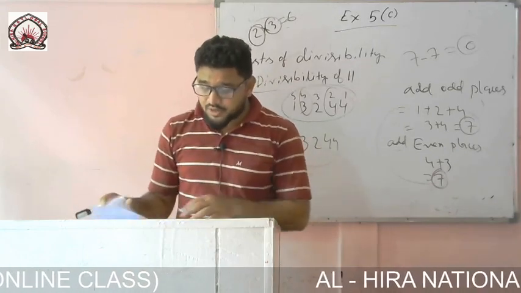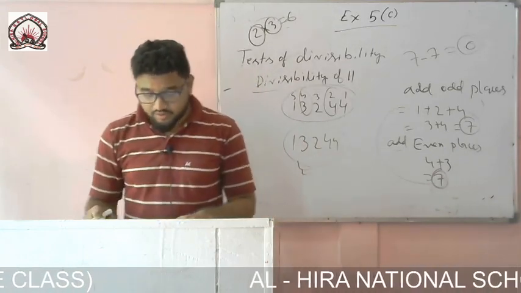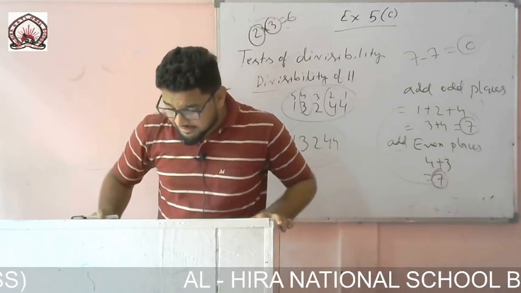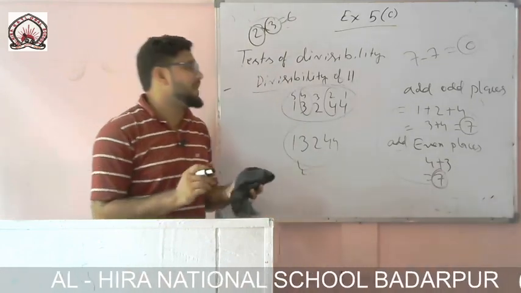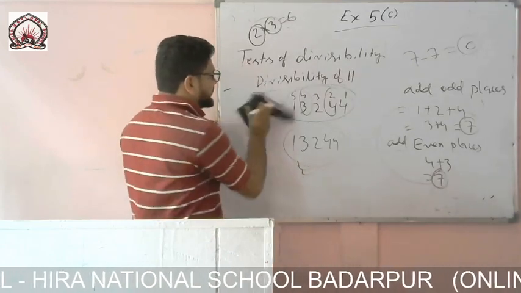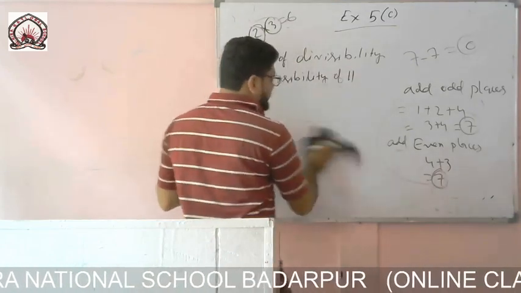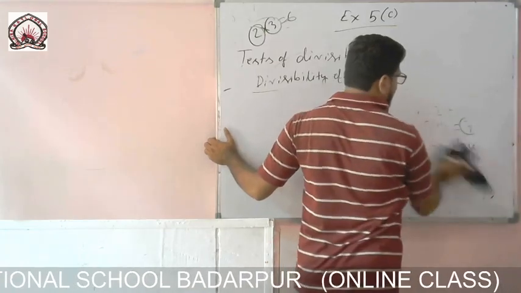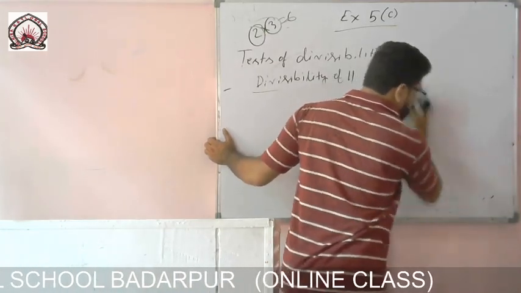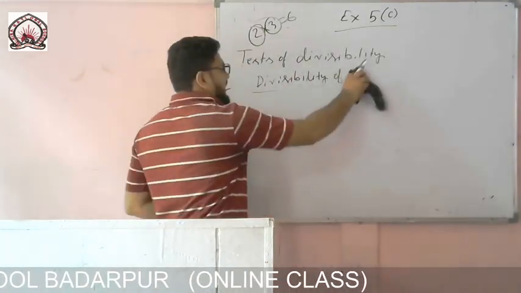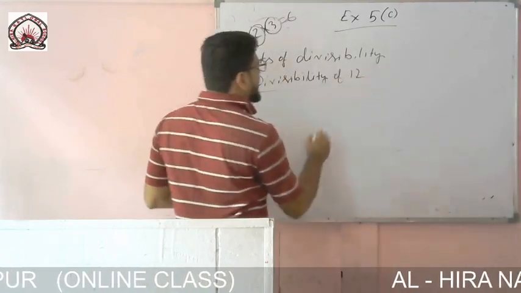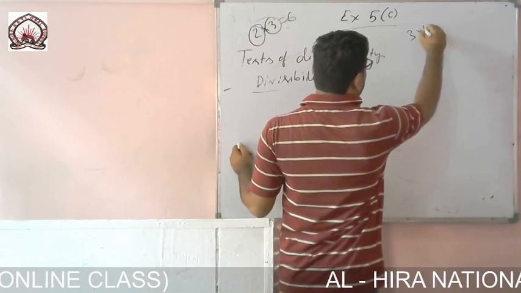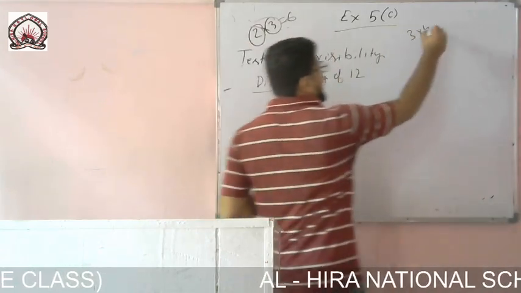Now check the divisibility of 12. So how to check the divisibility of 12? You can check it by breaking 12 as 3 into 4. Okay, it is 12.